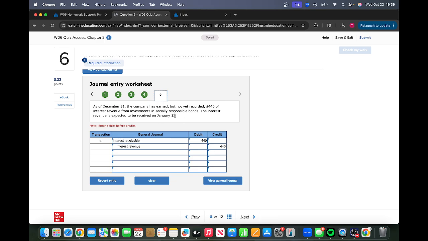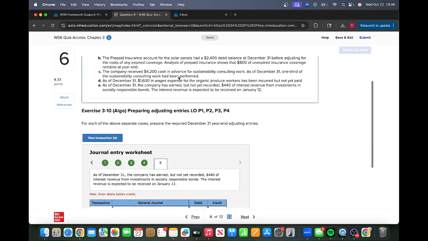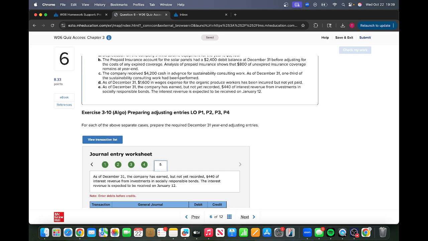Still has to be paid, but with interest receivable as our asset, it will increase because the company has a right and it will receive cash in the future. So we know they will receive cash in the future. And we know that the revenue, they have interest for that period. So it's kind of a win-win. But yeah, that's a brief explanation on how this problem works.